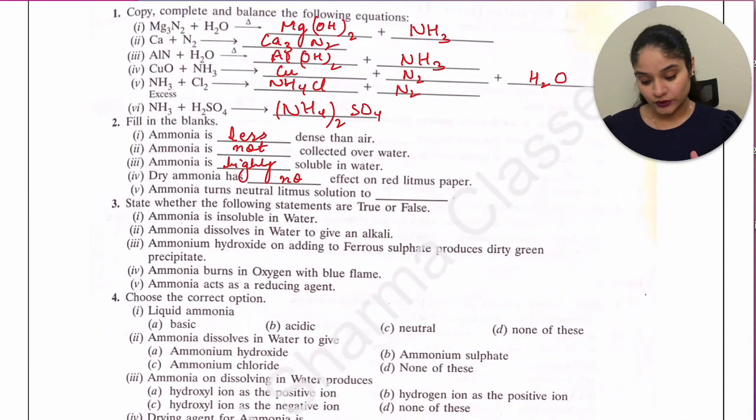Ammonia turns neutral litmus solution to blue. Why is that? Because ammonia gas, when of course it has moisture in it, it is basic in nature, so it turns your solution to blue.